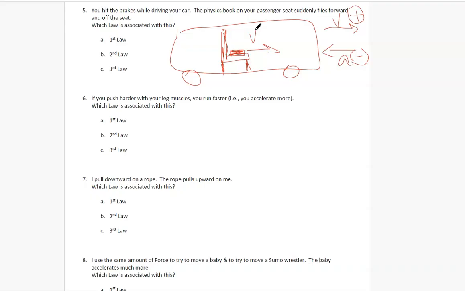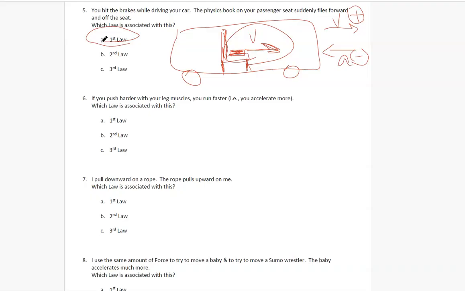But at the moment the brakes are hit, the only force acting on that book is a little bit of friction holding it in place, and now the book will just go flying as the car is slowing down, because the book was always moving with this speed forward. It's the car that changed its velocity, going slower and slower. So this is an example of Newton's first law. The book has a certain amount of inertia, so it'll keep doing what it was doing.